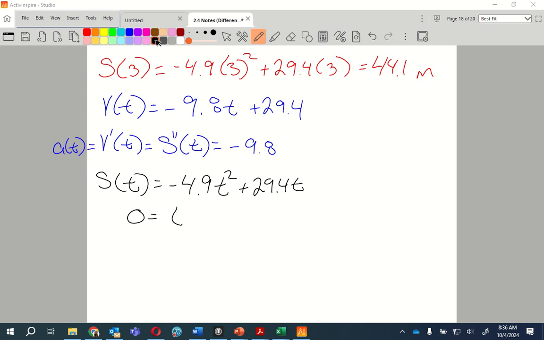You can factor out a 4.9? Yeah, so we factor out a 4.9 t, and let's factor out that negative also. It makes the math so much easier. And then I'm left with a t, and that's going to change this to a minus 6.